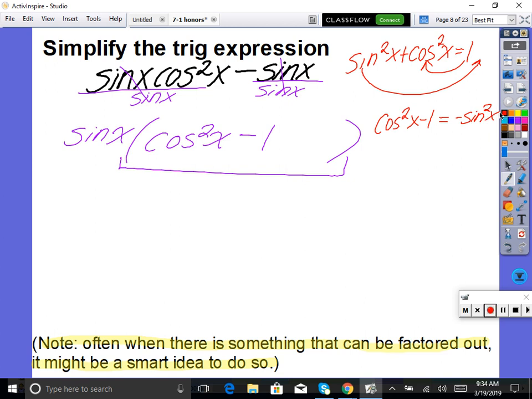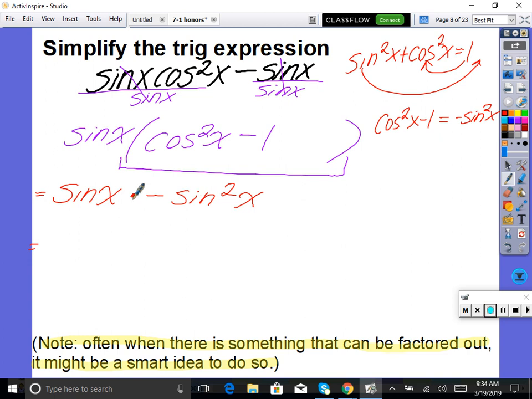So wouldn't it be better to write it at least as negative sine squared x, because then I only have 1 term? So I'd rewrite, this is what I need to see, because notice we aren't given the answer anymore. We have to be able to know when to stop. So I have sine of x times negative sine squared x.